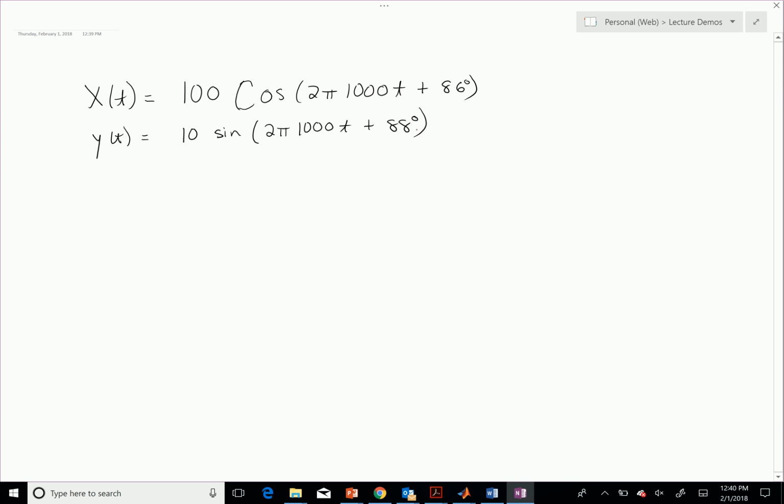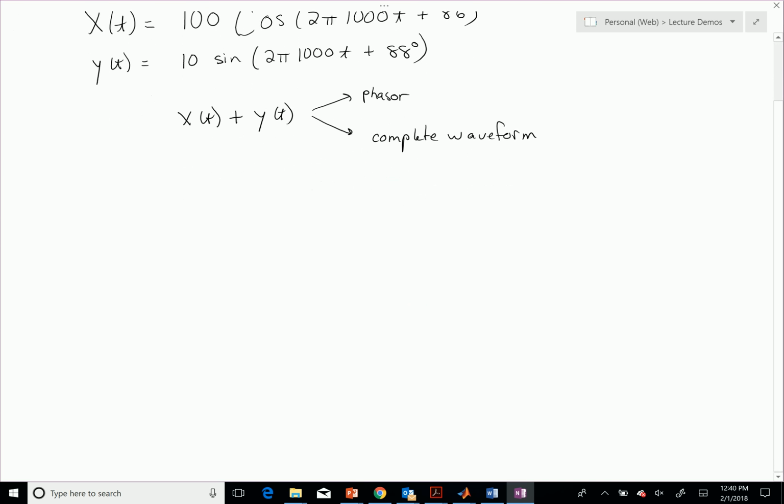Now, let's say the question is that you want to find what is x of t plus y of t. And let's say I want to know both what is the complete waveform and what's the phasor. Okay? So to do that, I've got to go in a couple of steps. The first step is to write x of t and y of t in phasor notation.